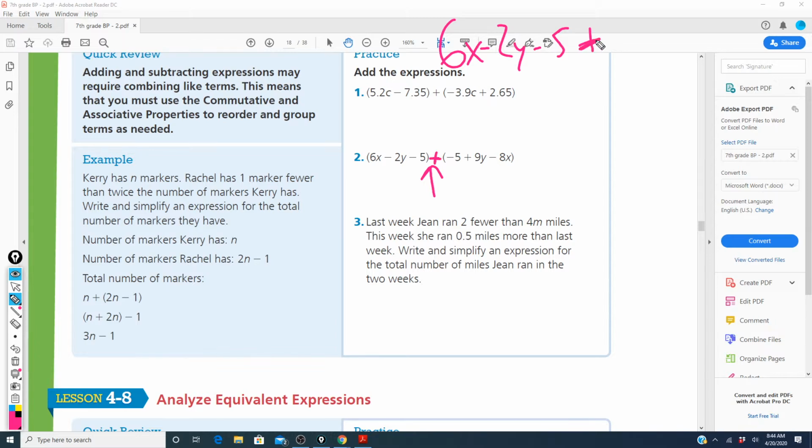So what it ends up being here, it becomes adding positive 5, and then the 9y turns into minus 9y, and then the minus 8x becomes plus 8x. I know it looks a little messy from what you see here, but once you do this, you're combining your like terms. 8x plus 6x is 14x.